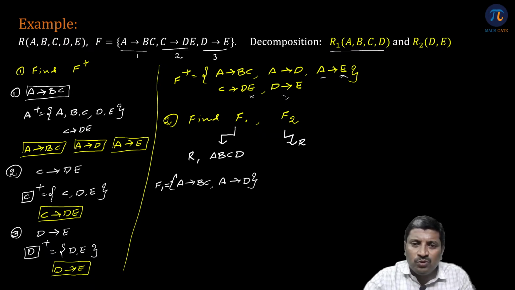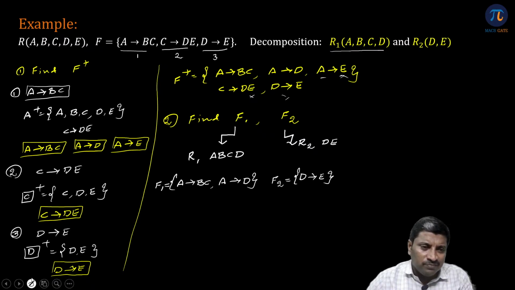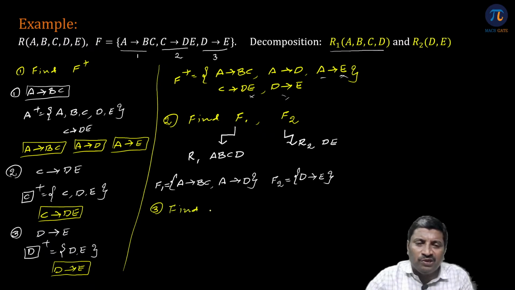Then what about R2? I have only D, E. What are the FDs? I have only the FD D implies E. This is my F2. Right? What is the third step? The third step is let us make the union of these two, F1 union F2. What is F1 union F2? A implies BC, A implies D, D implies E.